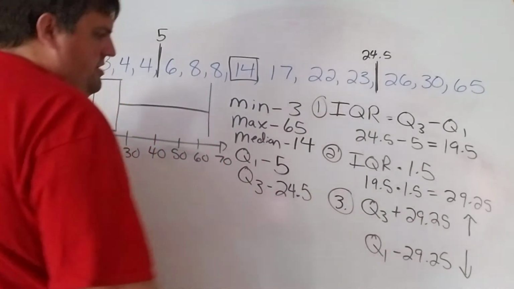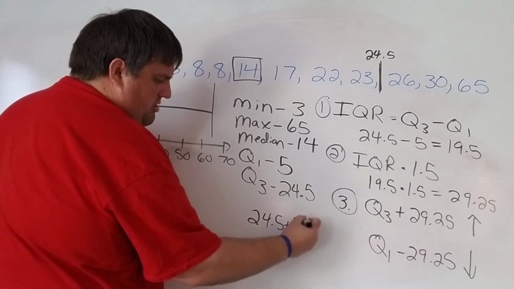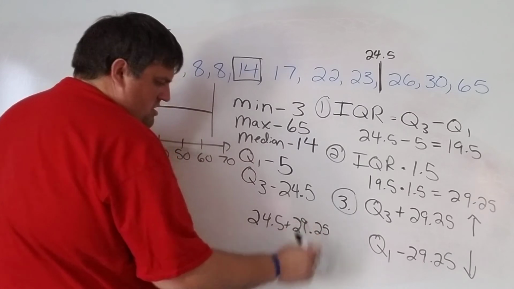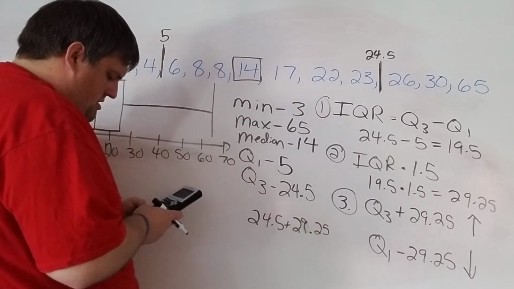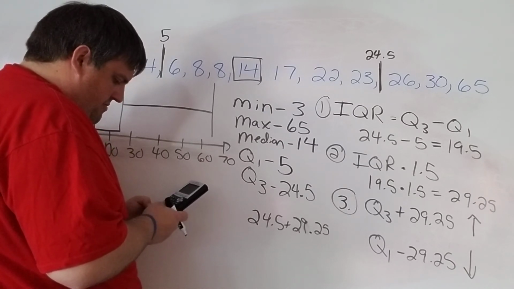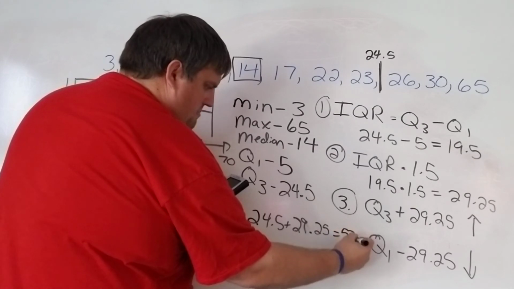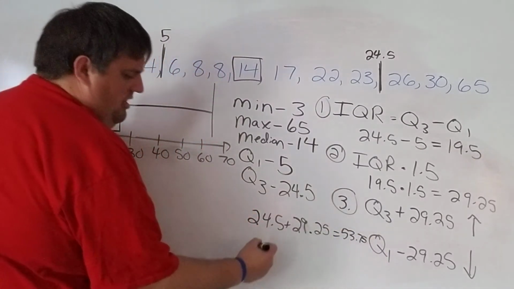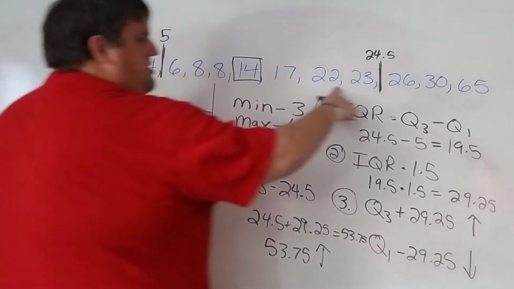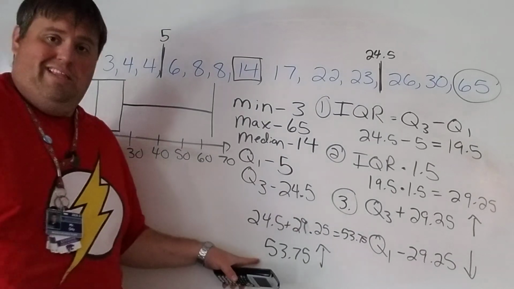So let's check our numbers. So we're going to plug Q3 in here. So 24.5 plus 29.25 is going to be 53.75. So anything larger than 53.75 is an outlier. So when we check our data set, we do in fact have one. 65 is going to be an outlier because it's bigger than this number.